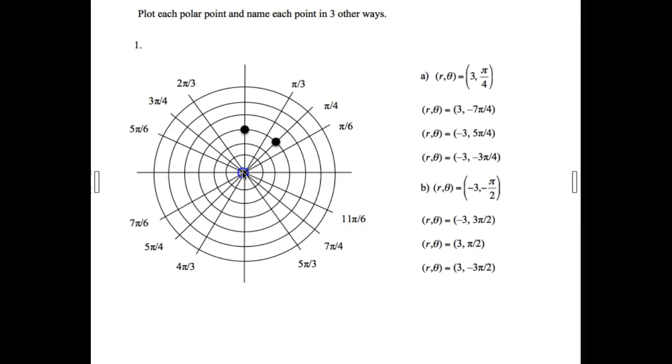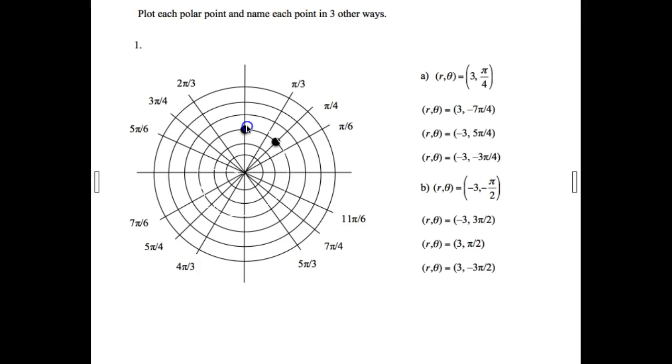So use a negative radius again. Start in the middle, going negative 3 to the left, 1, 2, 3. And we're going to go counterclockwise, which is again positive. So there we're going around this way. And we get the half of a pi. There's a full pi. Keep on going, 1.5 pi, which is 3/2 pi. So that spot is called negative 3 comma 3 pi over 2, which is the same as negative 3 comma negative pi over 2.